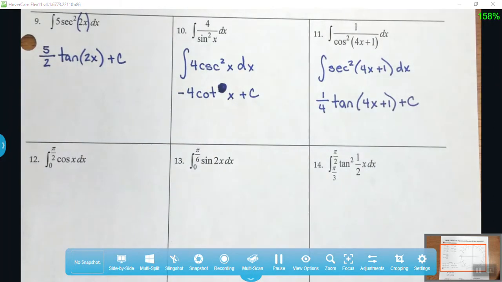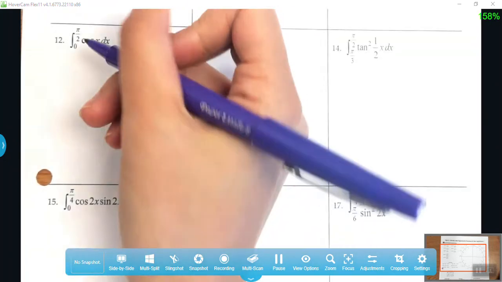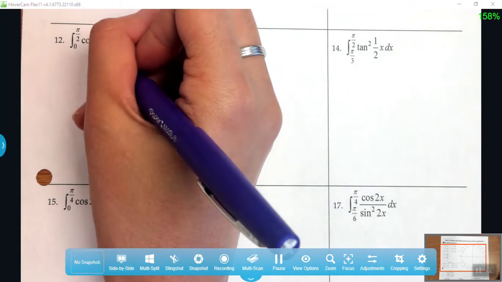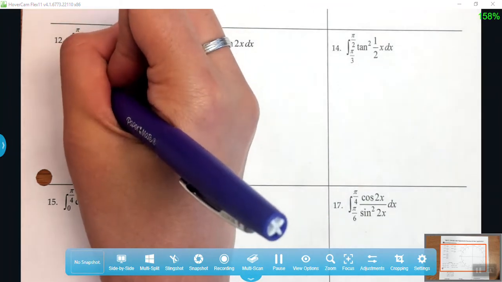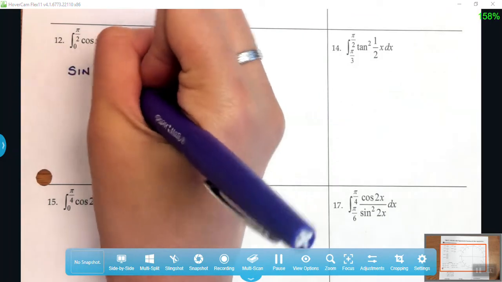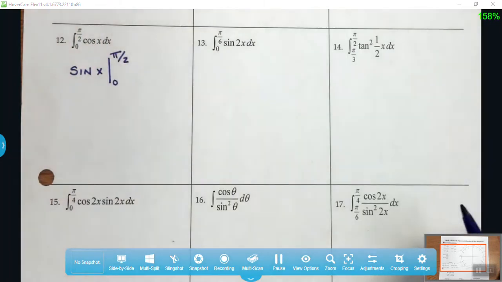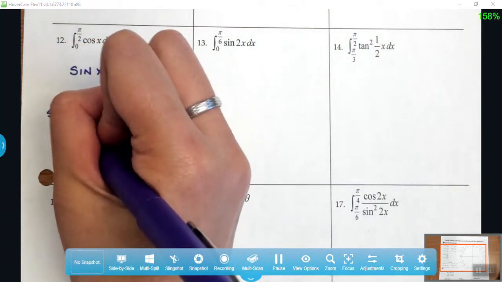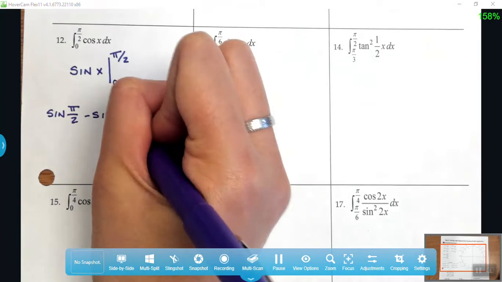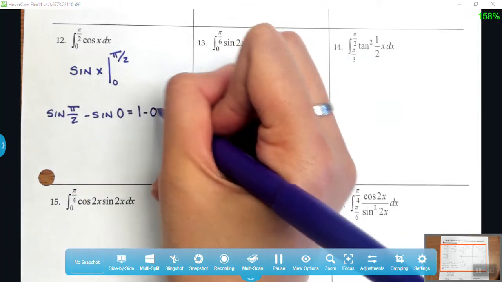Okay. 12. Now we've got definite integrals. So what's the integral of cosine? Just positive sine, right? And we're going from 0 to pi over 2. So sine of pi over 2 minus sine of 0. So it's 1 minus 0, which is 1.